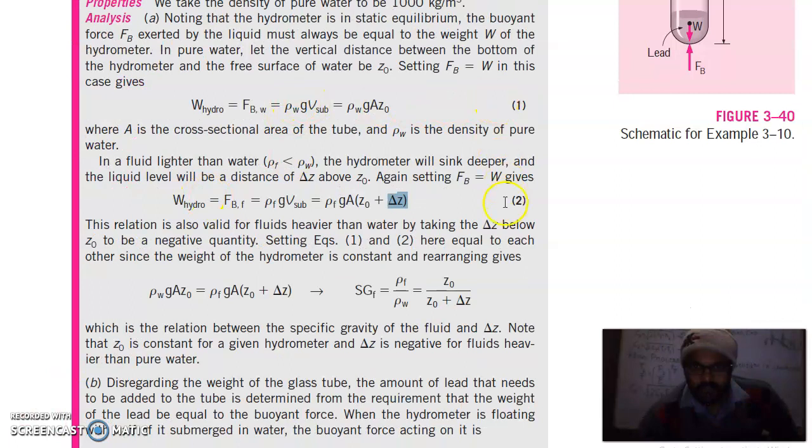So equations 1 and 2 both define the weight of the hydrometer, so these two must be equal. Equating the weight in both cases gives you this equation here. And we know density of fluid by density of water is specific gravity. So you will get this relation, Z0 by Z0 plus del Z, which is the relation between the specific gravity of the fluid and del Z. Note that Z0 is a constant for a given hydrometer and del Z is negative for fluids heavier than pure water.